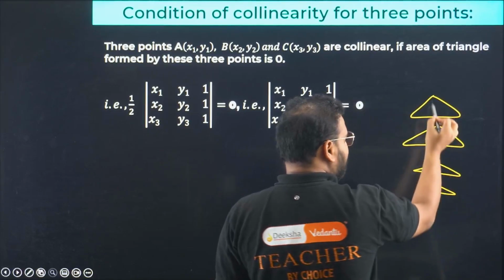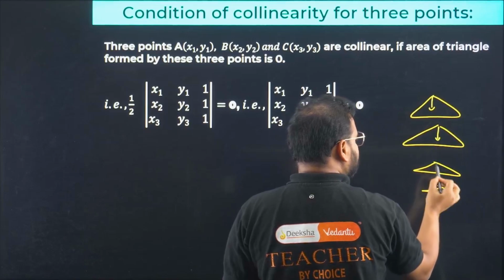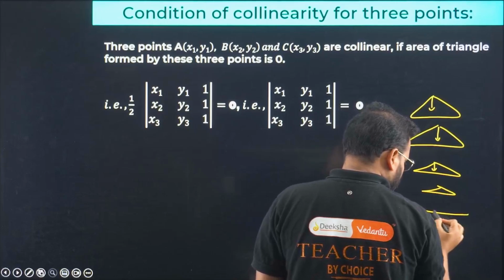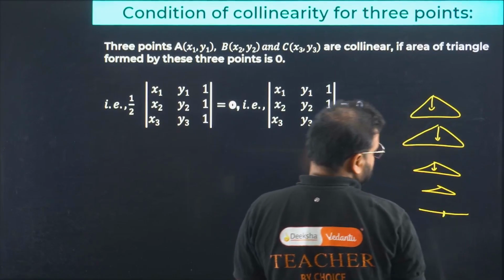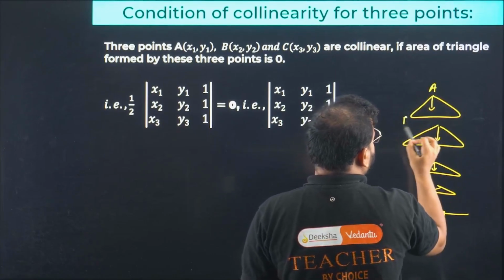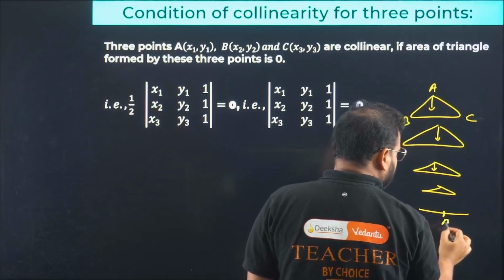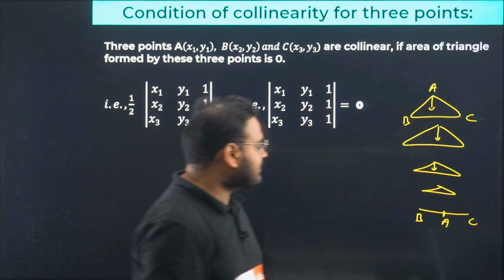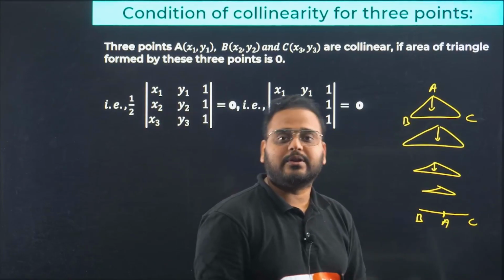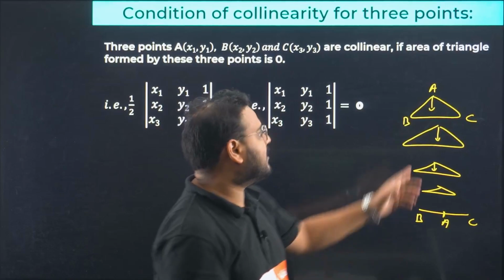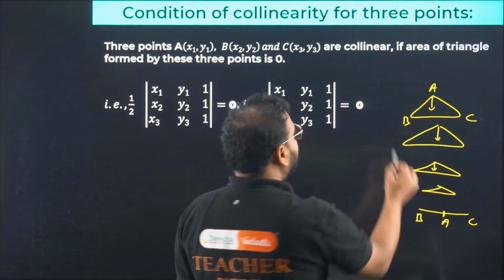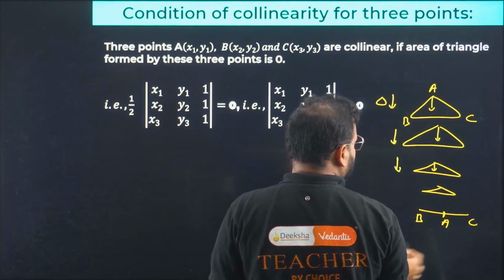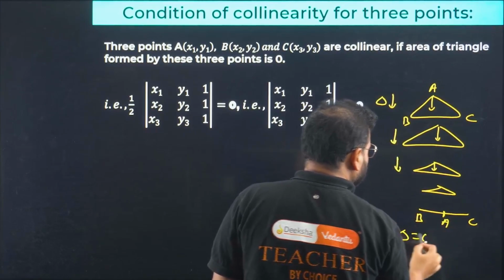When this vertex keeps moving towards the other side, there will come a position when this point will exactly lie on this line. If I call these points A, B, C, there comes an instant when point A comes on the line BC. Then the points become collinear. And the beautiful thing is, you can see the area is reducing, coming down, and at this point the area becomes equal to 0.